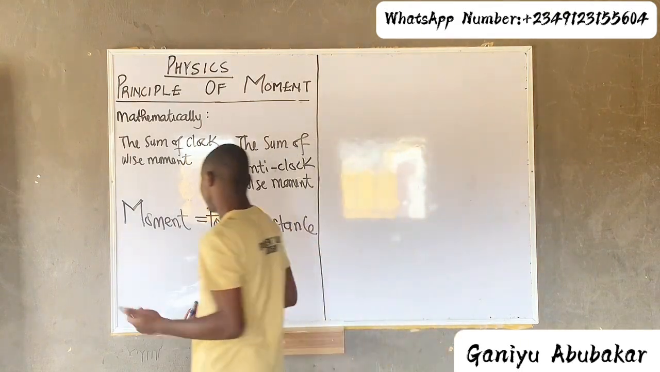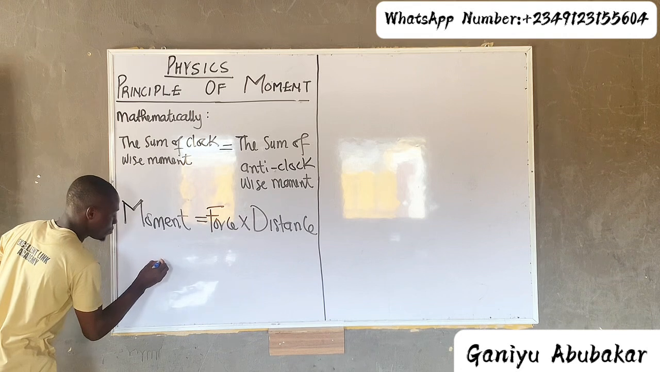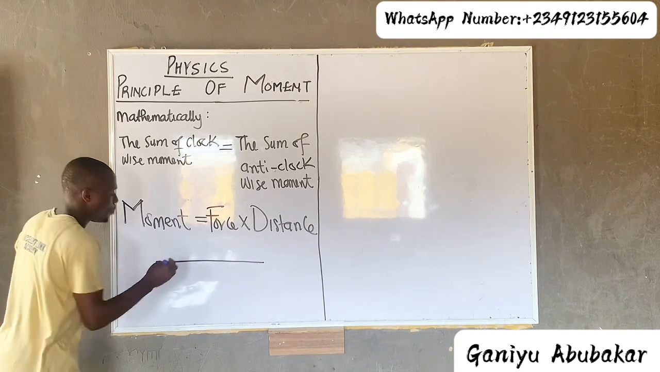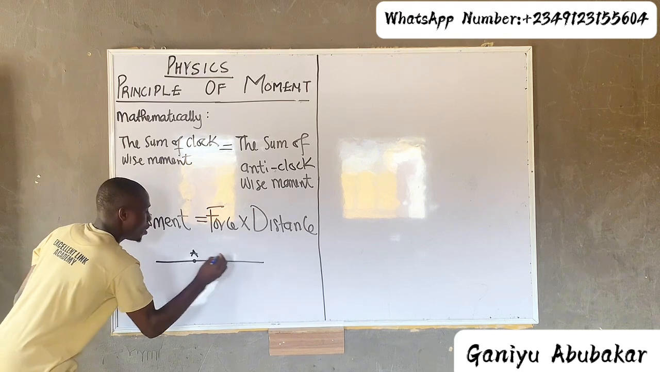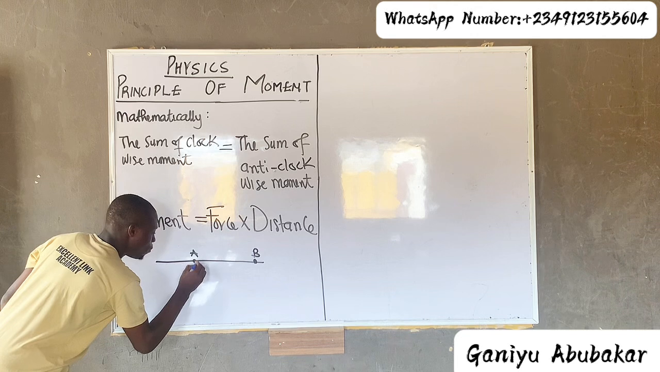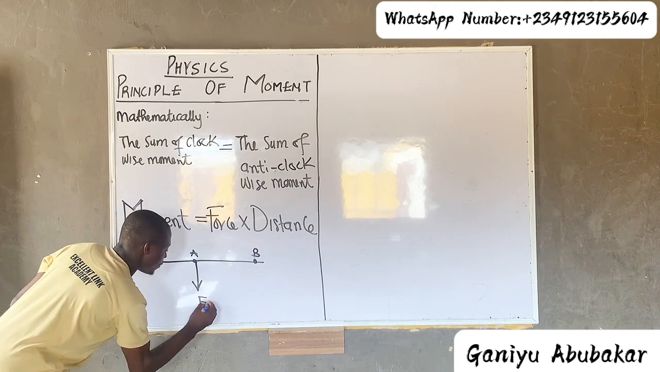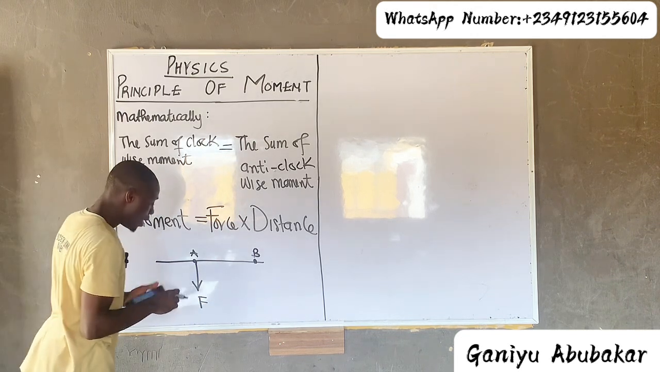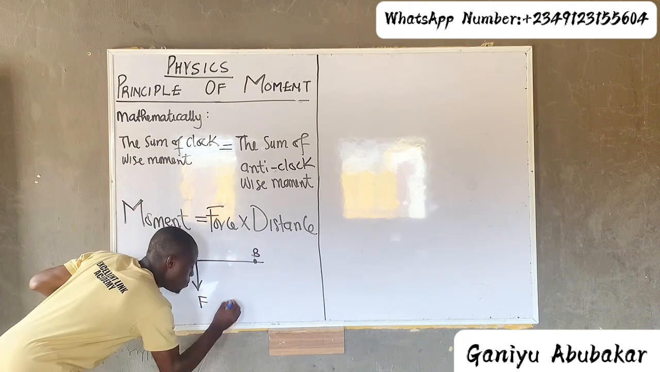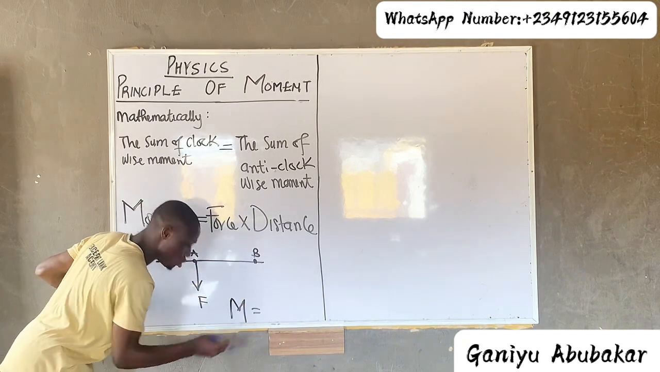Let's say, for instance, I have a line this way. Let me explain moment very well. Since I have a line this way, pick a point, call it point A and another point B. And I have a force coming down here, call it force F. And I'm asked to find the moment here. It's easy. What do we know? Moment is force.